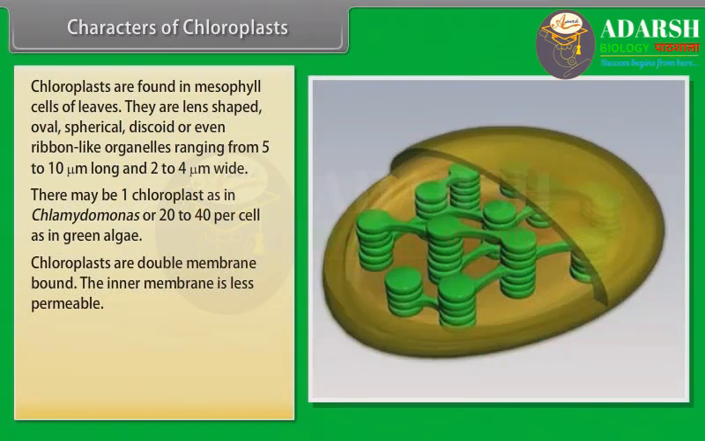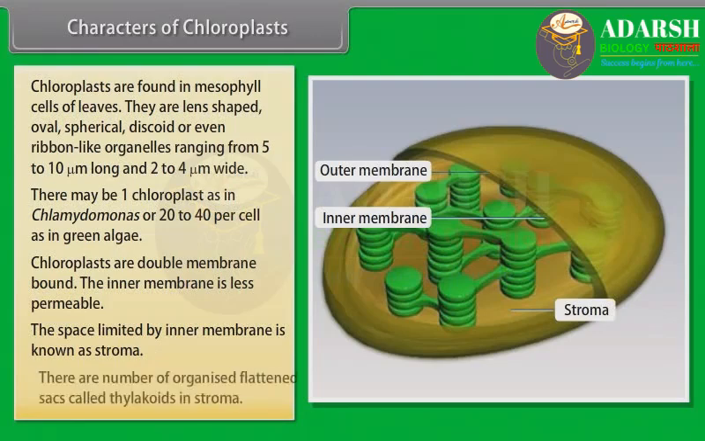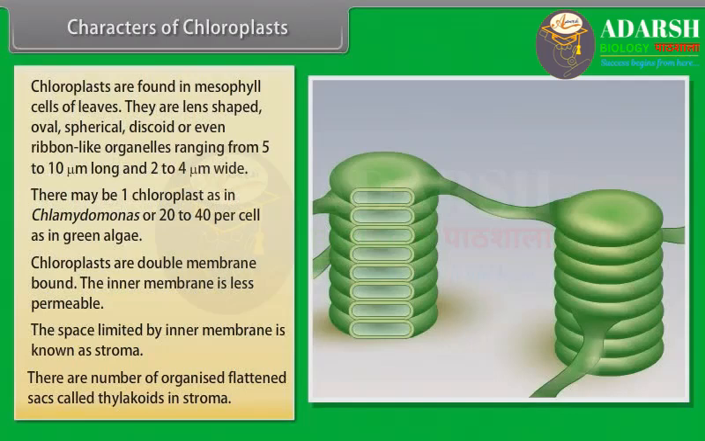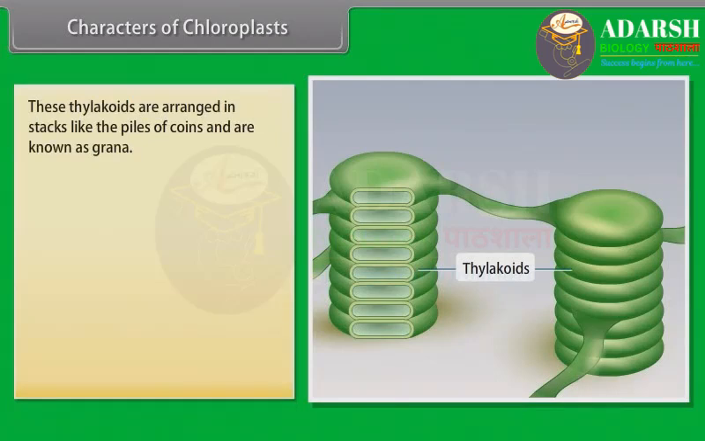Chloroplasts are double membrane bound. The inner membrane is less permeable. The space limited by the inner membrane is known as stroma. There are a number of organized flattened sacs called thylakoids in the stroma. These thylakoids are arranged in stacks like piles of coins and are known as grana.